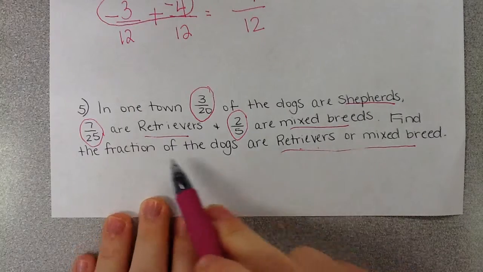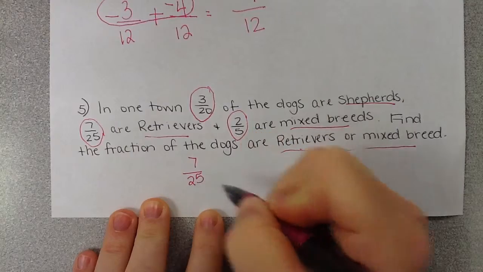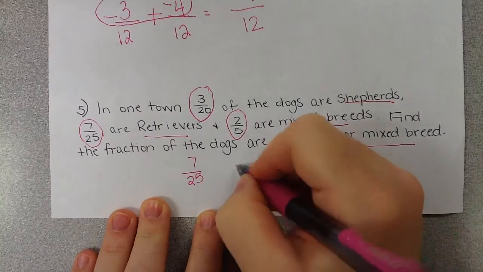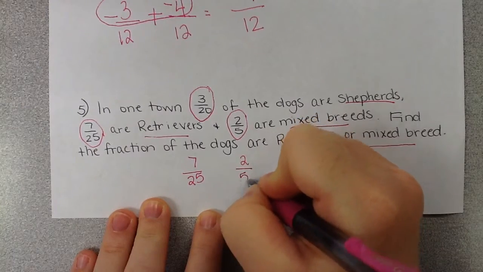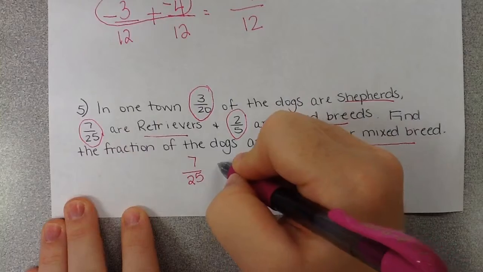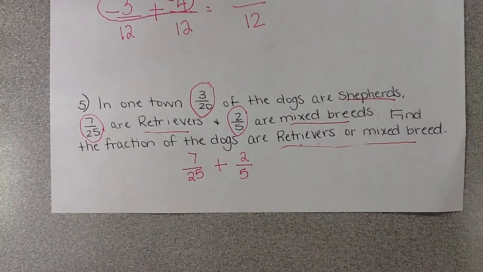Retrievers, what fraction? 7/25ths. Mixed breed, 2/5. What am I doing with these two fractions? Putting them together, adding them together. Go ahead and finish this one on your own. Make your shoes match and solve.